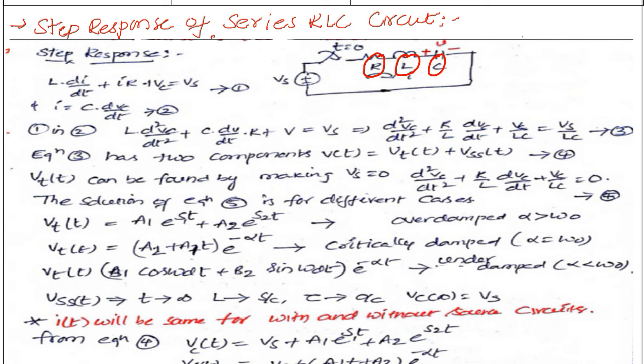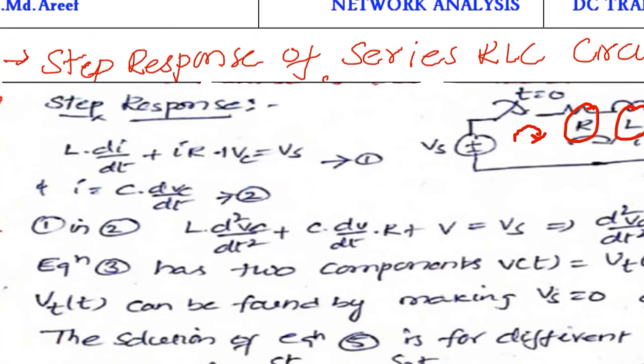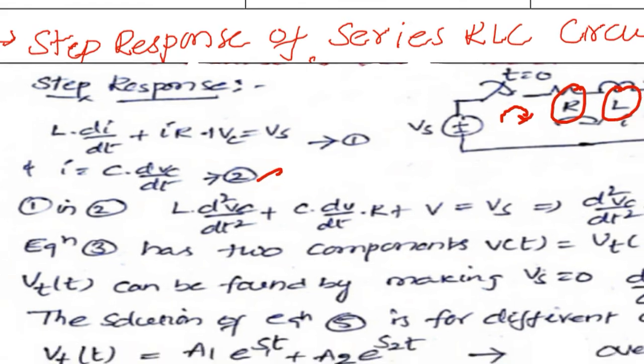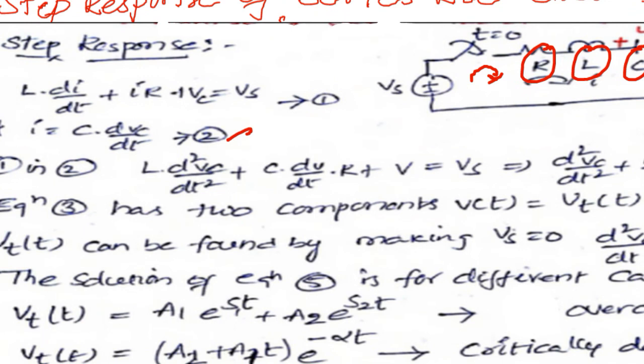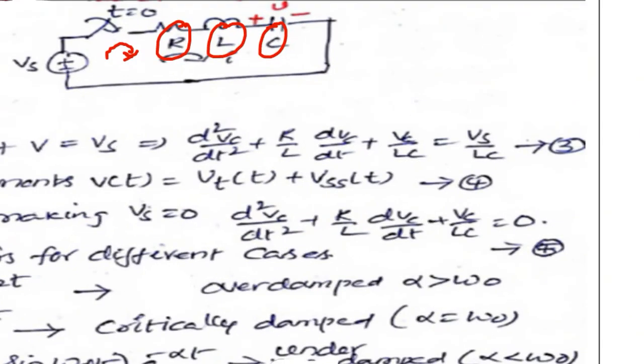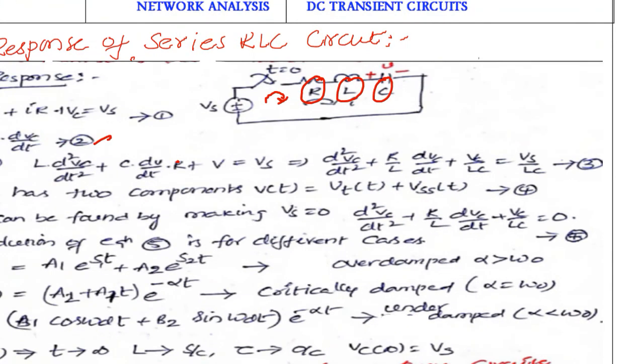So we will write the KVL equation inside this loop. So L into di by dt plus I into R plus Vc is equal to Vs, and we know that I is equal to C into dVc by dt. Okay, why? Because in series connections current will remain same, and we are substituting here. So L into d square Vc by dt square plus C into dVc by dt into R plus Vc is equal to Vs. So from this equation is going to be d square Vc by dt square plus R by L into dVc by dt plus Vc is equal to Vs by LC.